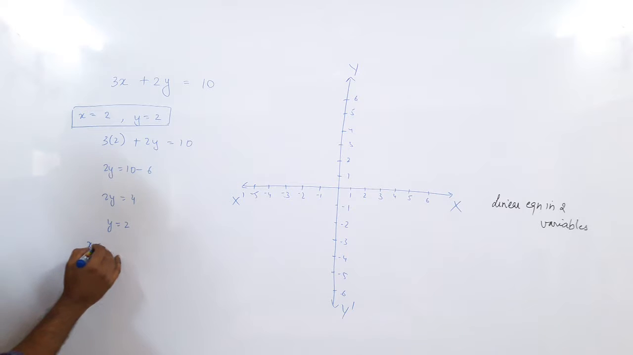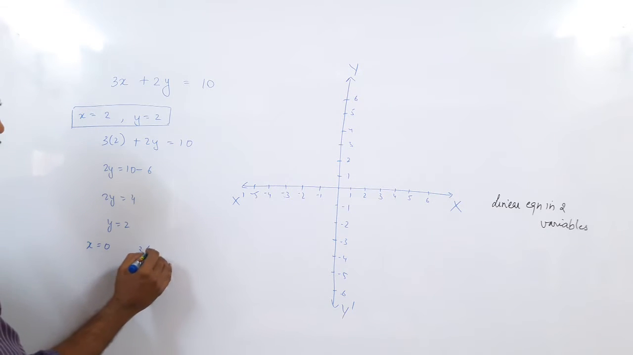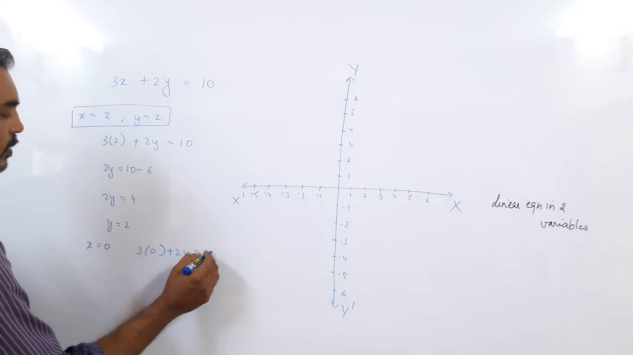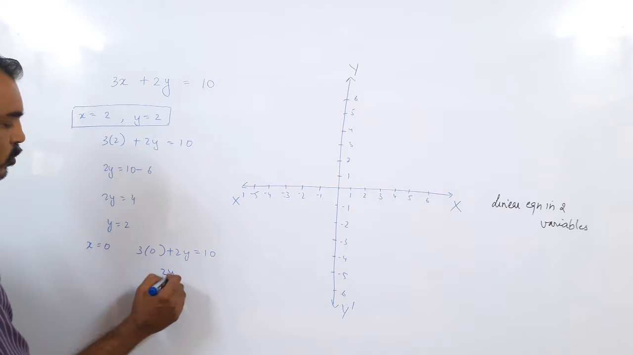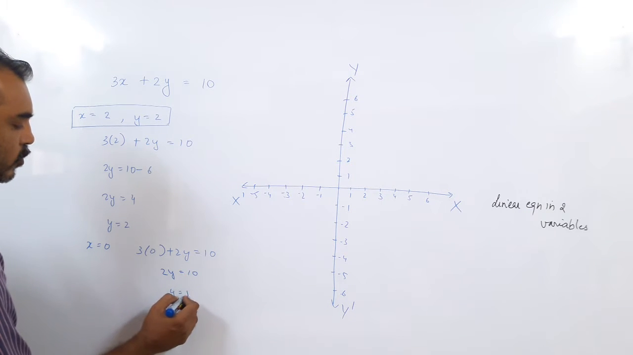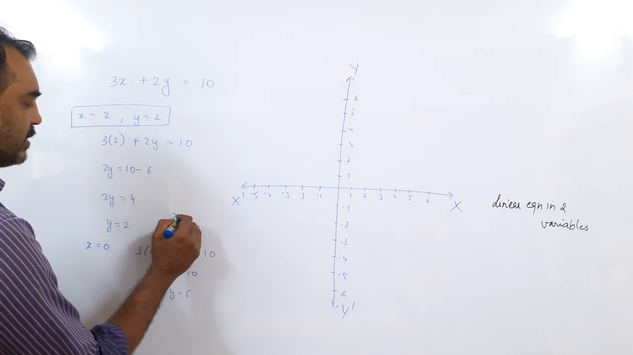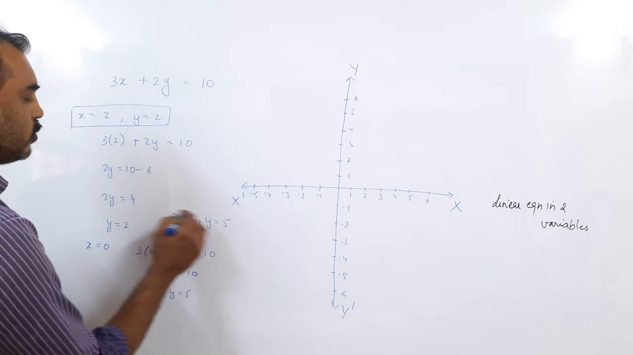When I put x equal to 0, then 3 into 0 plus 2y equal to 10. 3 into 0 is 0. So 2y equal to 10, y equal to 5. So what I have got when x equal to 0, y is equal to 5.